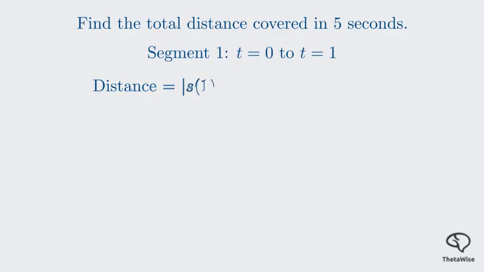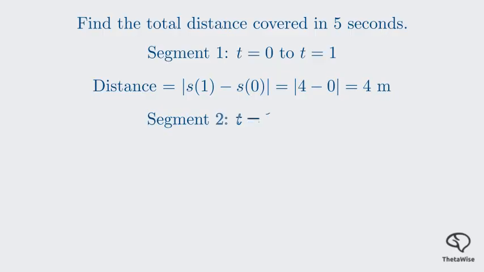Let's calculate the total distance covered in the first 5 seconds. To find total distance, we must sum the absolute values of the distances covered in each segment of motion. First, the particle moves from t = 0 to t = 1. The distance is the absolute value of the position at t = 1 minus the position at t = 0. That's the absolute value of 4 minus 0, which is 4 meters. This corresponds to the distance moved to the right.